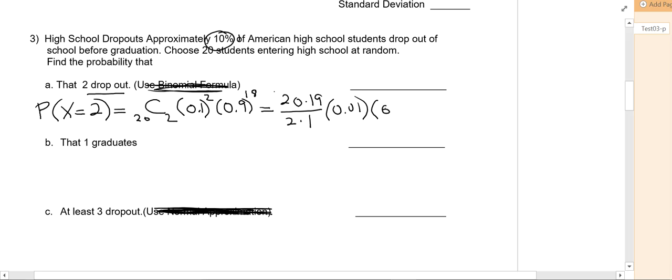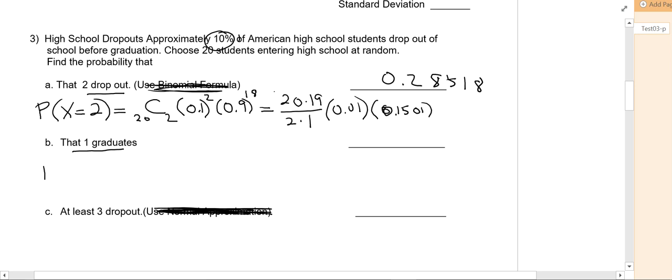0.1501, rounded to 4 places. If you do your math here, you're going to get your final answer, which is approximately 0.28518. Moving on, this one is asking for the probability that 1 graduates.